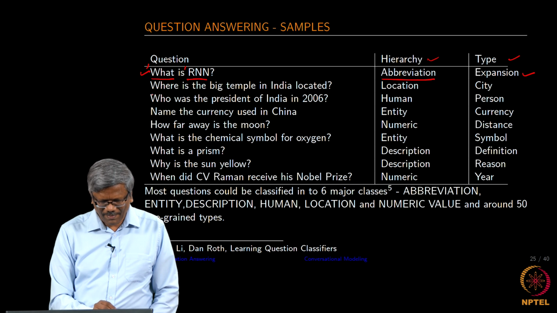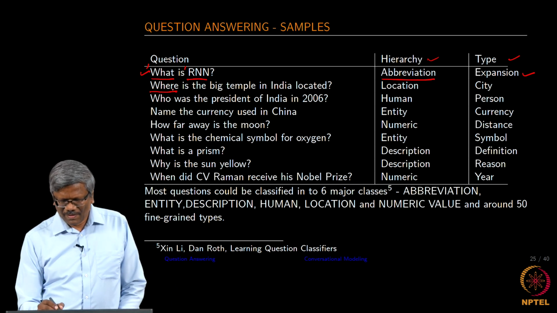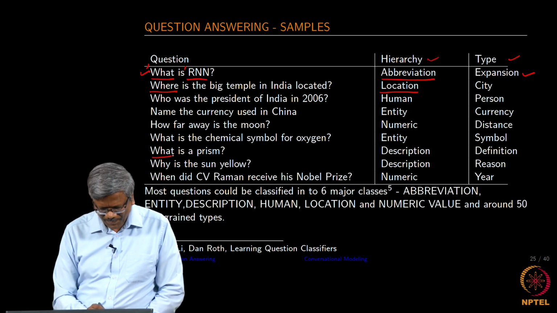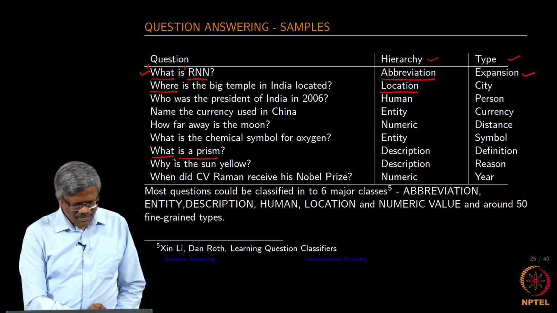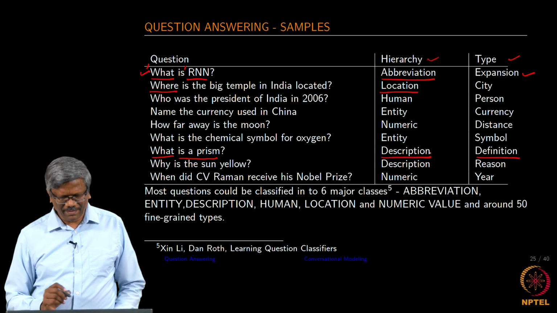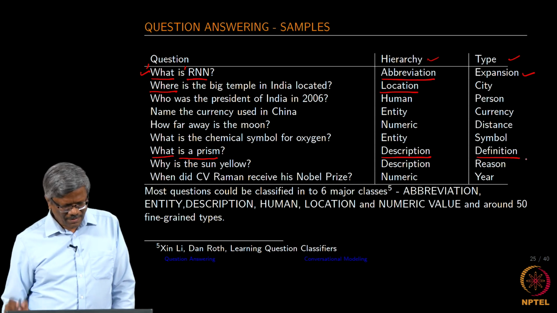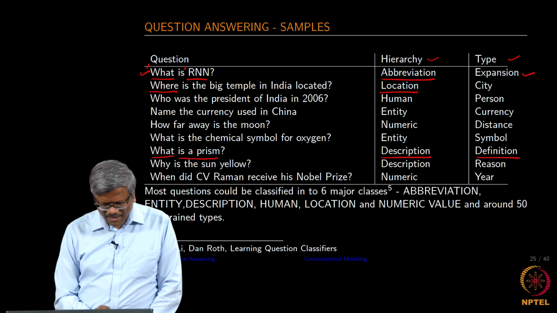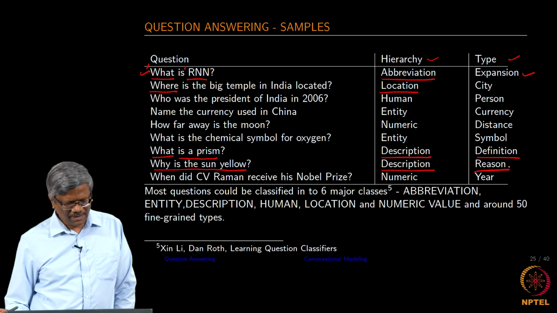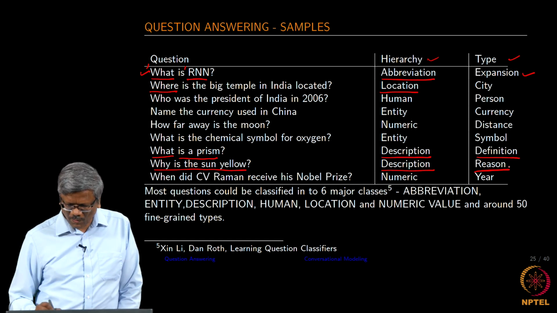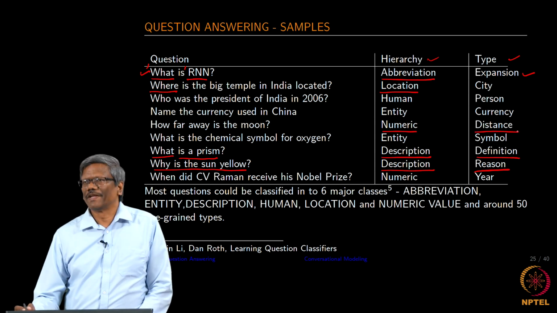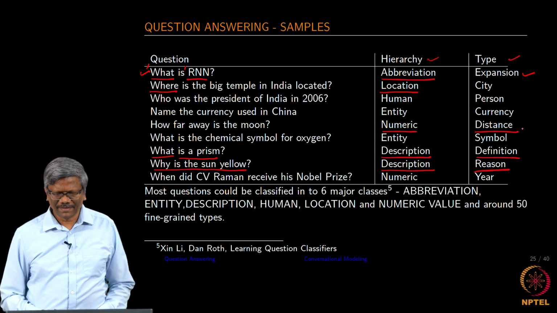Where is the big temple in India located? So, where gives you the hierarchy called location. Okay, let us pick up what is a prism. We know this is a question and it is expecting a definition. It is expecting a description from you, and the description is in the form of a definition. Why is the sun yellow? Again, it is a description at the very high level. Since why is there, we need to find the reason for why the sun is yellow. Okay. And then there is one numeric part, how far away is the moon. It is numeric, and we need to classify the type as distance.